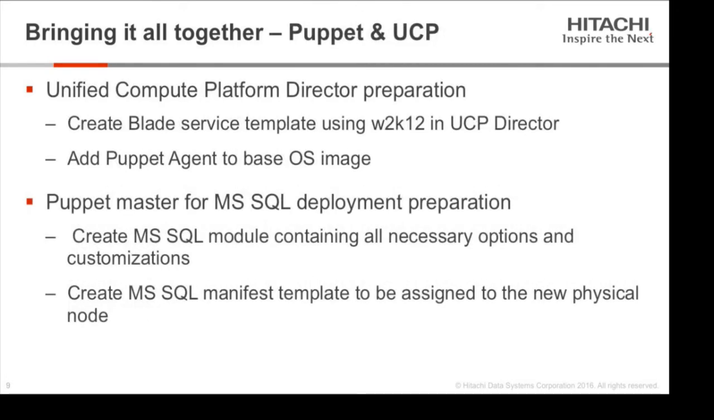The preparation we had to do in the platform was to make the blade service template, as it is called in UCP, deployable with Windows 2012. And we put a Puppet agent on top of that OS so that it comes with the deployment of the physical Windows. Also, on the Puppet master, we had to create a Microsoft SQL module, which contains the software, the configuration and the manifest data, and make it customizable.